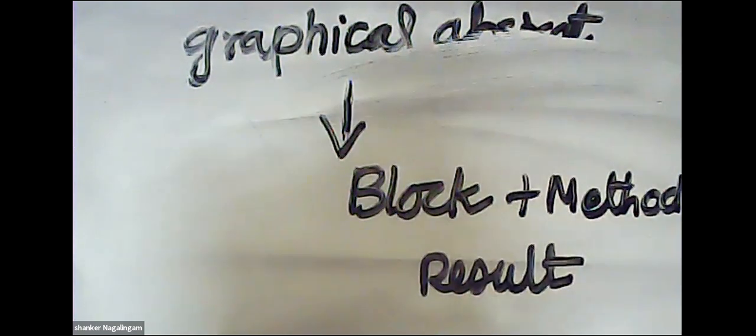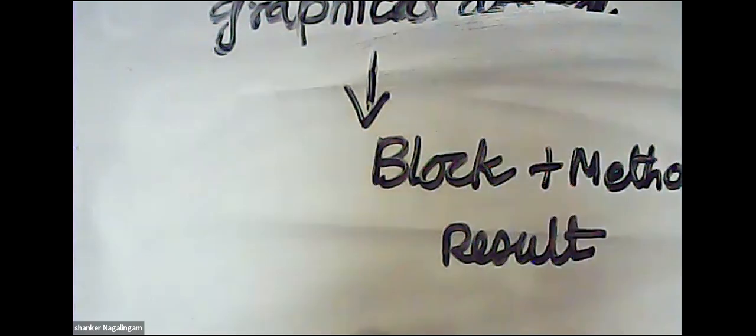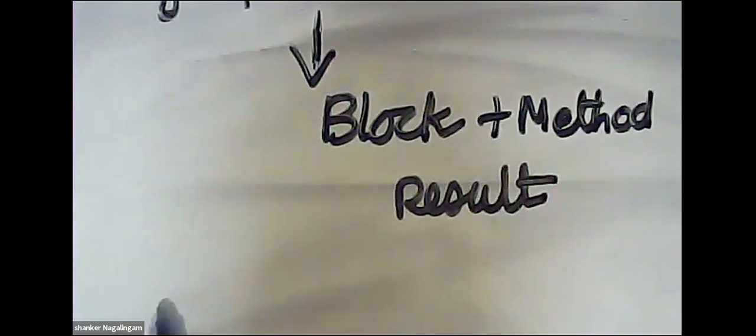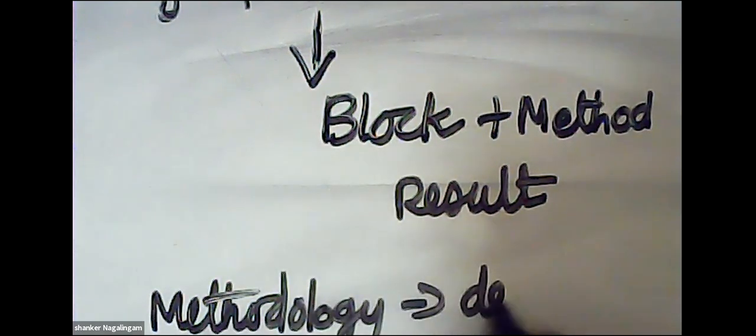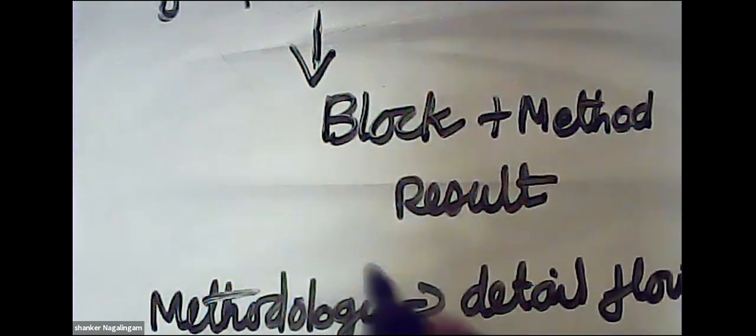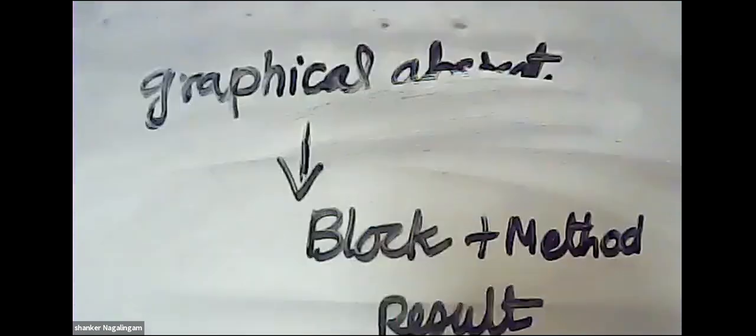Whereas the block diagram in your methodology section, when you write inside the paper, will have only the detailed description of the methodology. That methodology block diagram in your article will talk about the entire detail of your flow, how you start, how you end. But in the graphical abstract, you have to give a very concise pictorial representation of which method and what is the result. That is very important.